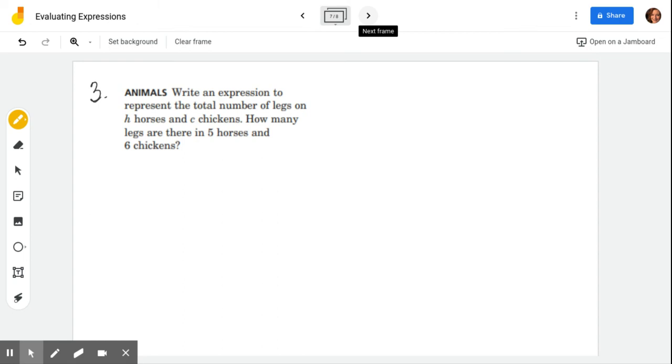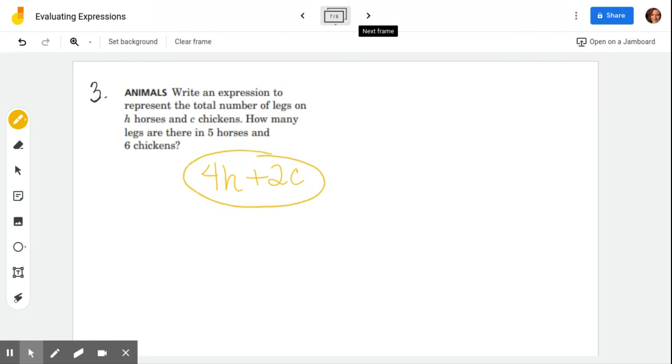Okay, so write an expression to represent the total number of legs on H, horses, and C, chickens. Every horse has 4 legs, so that's 4 times however many horses there are. And I'm also counting the chickens. Every chicken has 2 legs, so that's 2 times however many chickens there are. There's my expression.